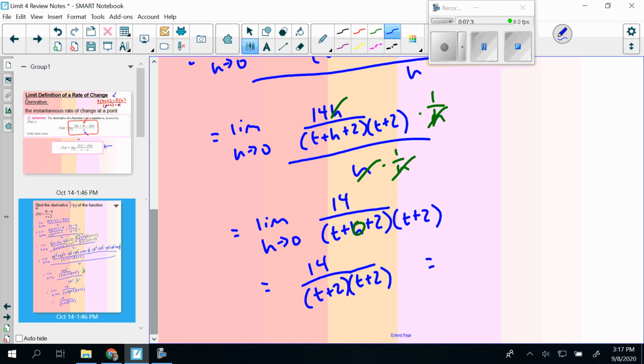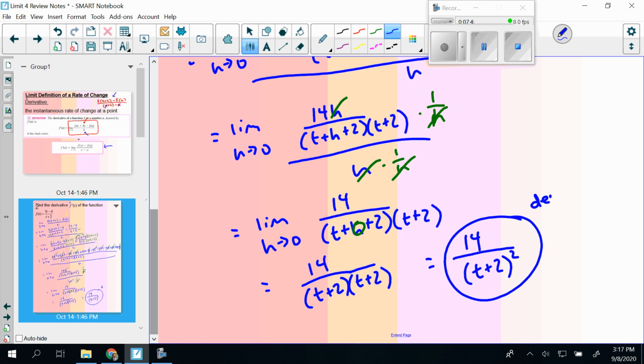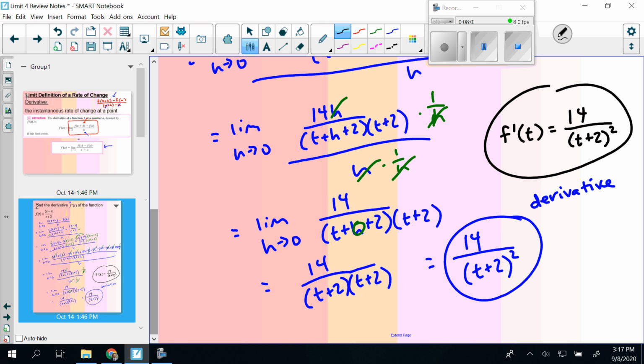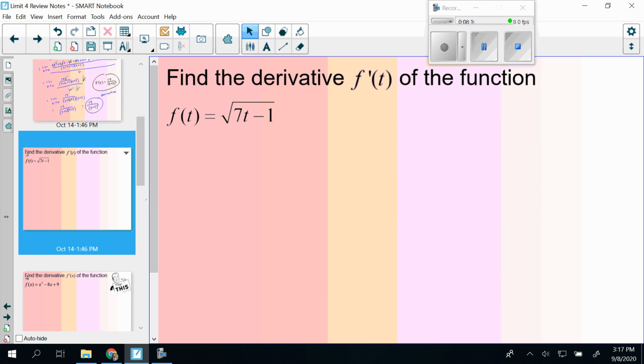That's the answer, or we could simplify that even further. If we got two of the same things, we could write that as t plus 2 squared. And so that right there would be our derivative. The notation that we've used in the past on that is to write this as f prime of t would be equal to 14 over t plus 2 squared. And as we get into this, we'll review some of those shortcut methods, but that's limit definition. You should have a working idea of how to do limit definition of derivative.